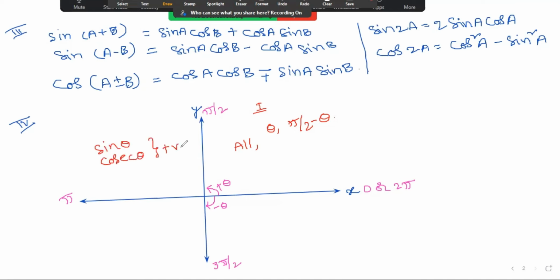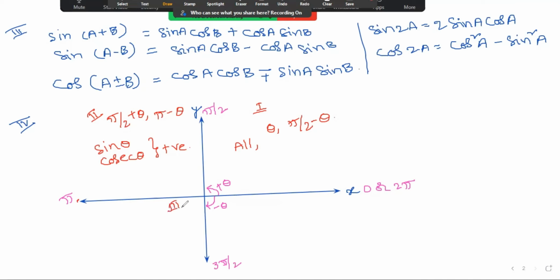These two are positive. So in this quadrant, which is called the second quadrant, the angles will be pi by 2 plus theta or pi minus theta. Pi minus theta means this is the reference we are taking and subtracting some angle. Pi by 2 is this one we are adding. So in the second quadrant, sine and cosecant theta are positive.